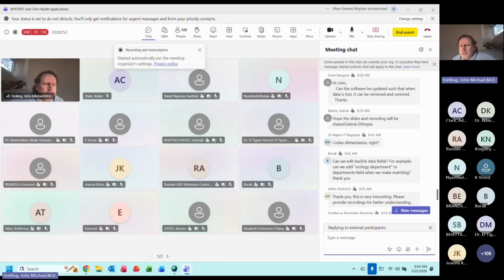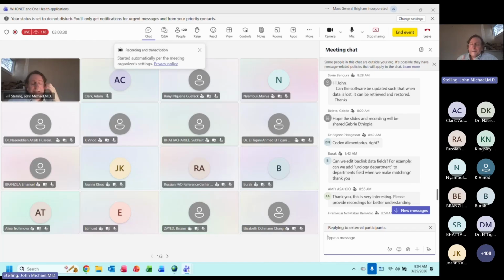Okay, can the software be updated such that when data is lost, it can be retrieved and restored? The problem is it's like Word or Excel. It's your job to make sure things are backed up. And WHONET does have, actually, Adam, you might want to make some comments on this, or not, depending on what I say. We do have a WHONET automation tool. And the WHONET automation tool does allow automated backups and copies, an automated backlink, and automated emails. So we've already made the WHONET automation tool to allow these things.